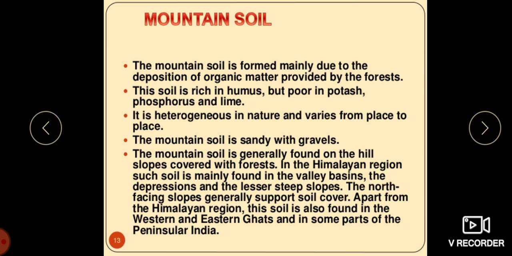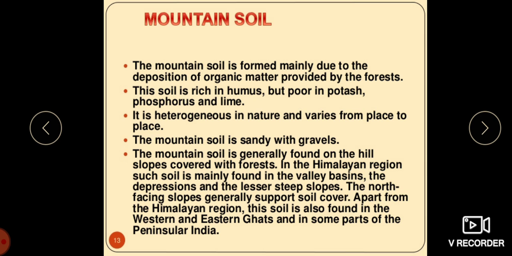When I say mountainous soil, where do you find this mountainous soil? Can you tell me, children? Yes, they can be found on the slopes of the mountains and hills, which are covered by forest.